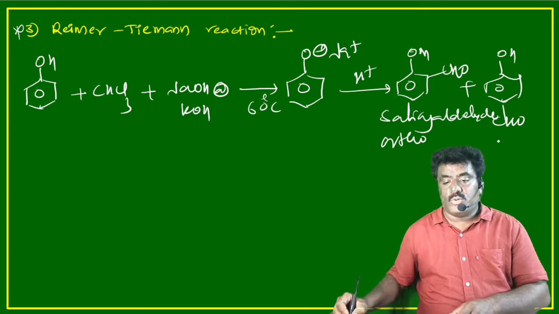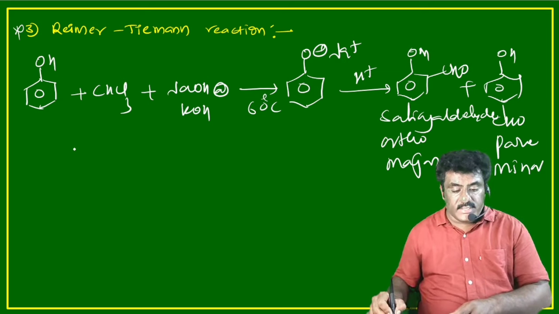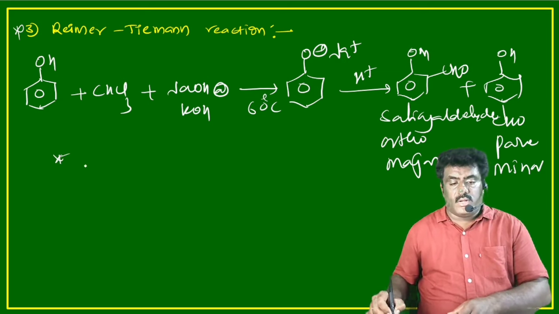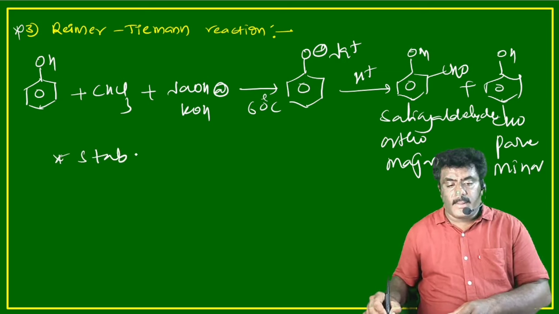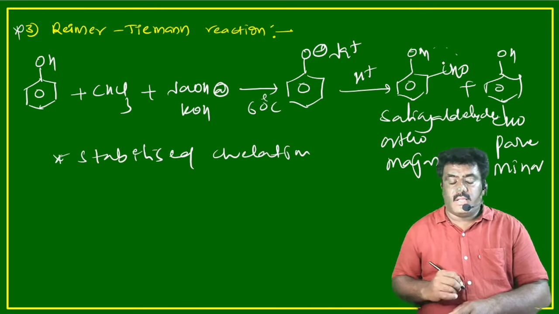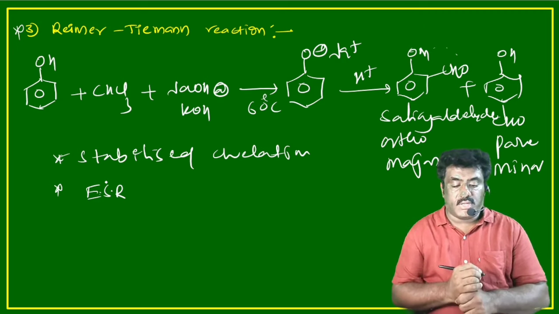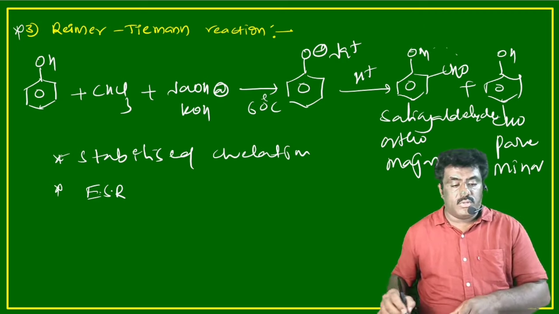It is a para product. Ortho product is a major product. Ortho product is stabilized by chelation. Yes, it is stabilized by chelation. Next, it undergoes electrophilic substitution reaction. Yes. Now look at the mechanism.